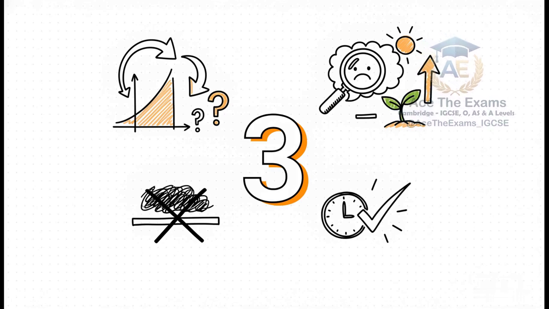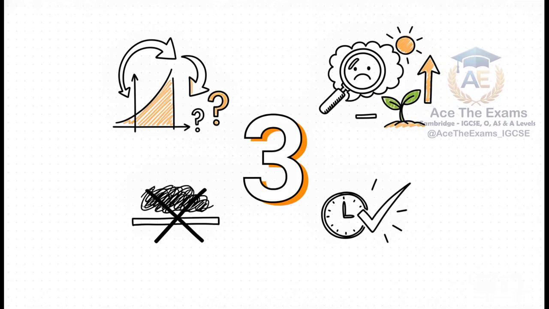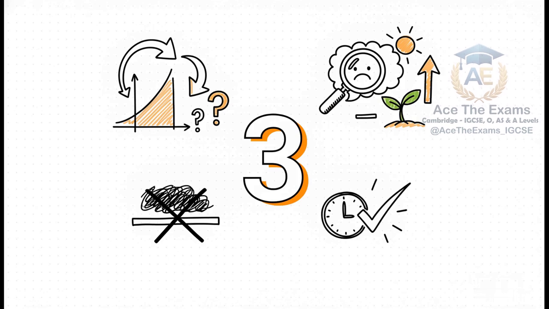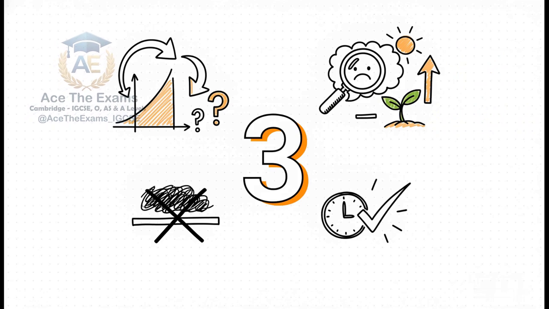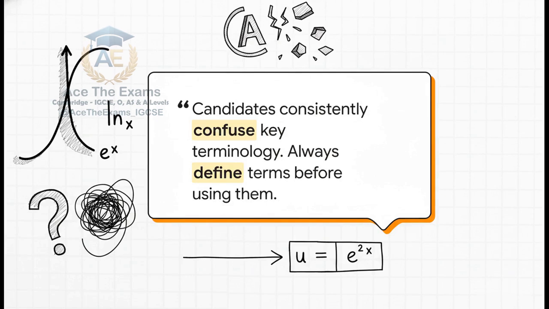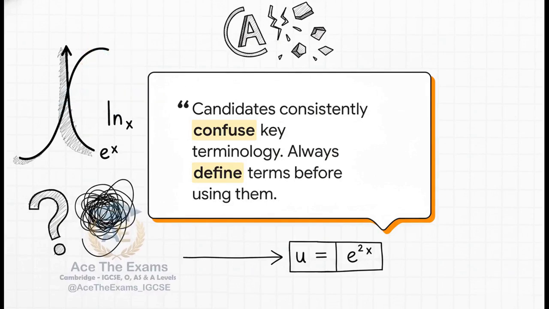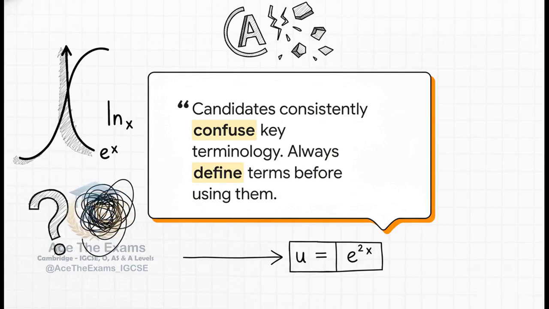Threat 3. Failing to provide context-specific answers. The math you did might be technically algebraically correct, but if the specific question is about biological population growth, a negative answer makes zero physical sense. You can't have a negative number of bacteria. You absolutely have to interpret the data you've calculated and apply it to the real world. And this brilliantly illustrates our next major hurdle. We have a direct quote pulled straight from the source data, and it highlights a truly critical error. It reads, "Examiner alert, candidates consistently confuse key terminology. Always define terms before using them in extended responses."